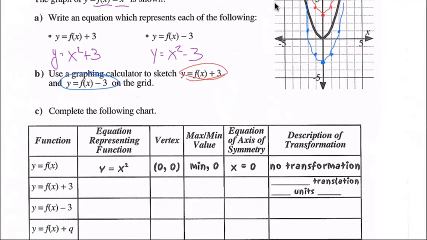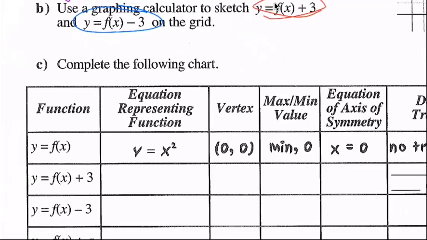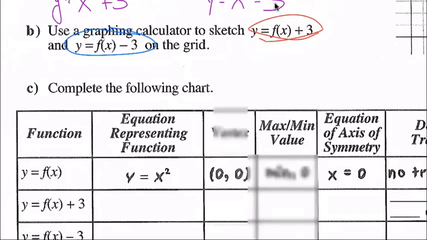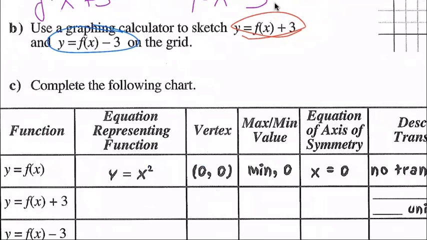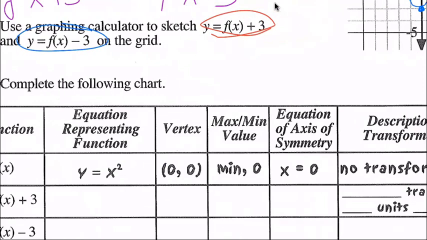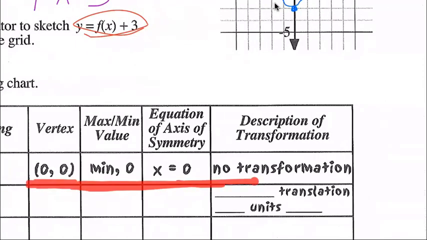Complete the chart. Let's talk about f of x. F of x is equal to x squared, straight up x squared. So it's our Joe average parabola. Our vertex is 0, 0. Our minimum value is 0. The lowest point is 0. Our equation of the axis of symmetry is x equals 0, the x value of our vertex. And there's no transformation, which means it doesn't move anywhere.